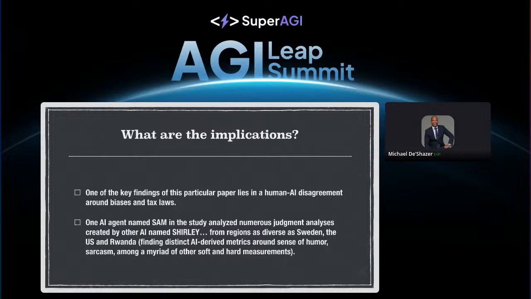And one of the things that was found, as it analyzed sense of humor, sarcasm, among 40 other different types of features, was that when Sam analyzed all of it globally, or rather Shirley's ratings, Shirley and Sam picked up on a very interesting case around biases given how tax laws are interpreted. This is to say that essentially what we have here is AIs identifying a strange case of strange behavior happening around how jurisprudence is administered or practiced.